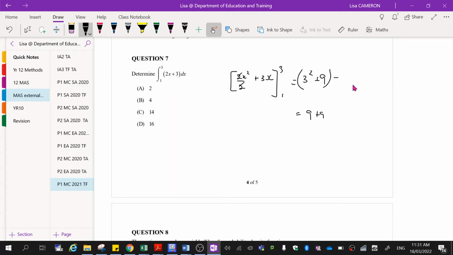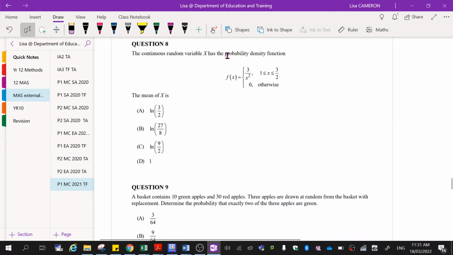Subtract 1 squared is 1 plus 3 times 1 is 3. So minus 4. And that's going to give me an answer of 14 because 18 minus 4 is 14. Your answer is C. Okay, number 8.